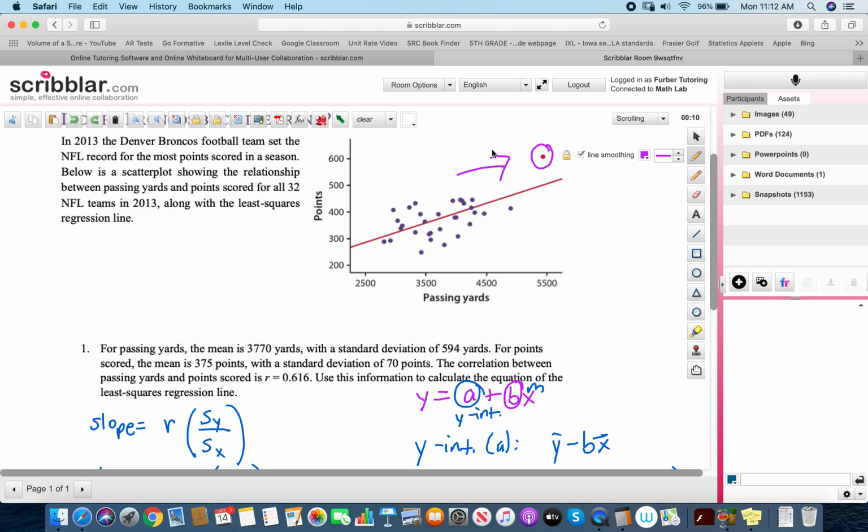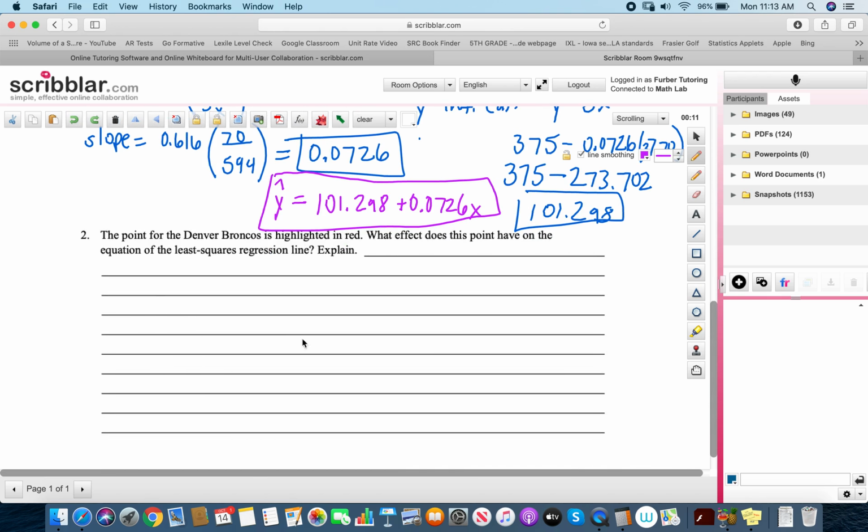Well, the fact that this is above the line of regression means that it's going to raise this slope up even higher. So it's going to become even more positive, which is then going to make the y-intercept actually decrease. So that's what we're going to say. We're going to say because the point for the Broncos is above the line on the right. Remember, we said the further to the right it is away from the other points, the more likely it's going to affect it.